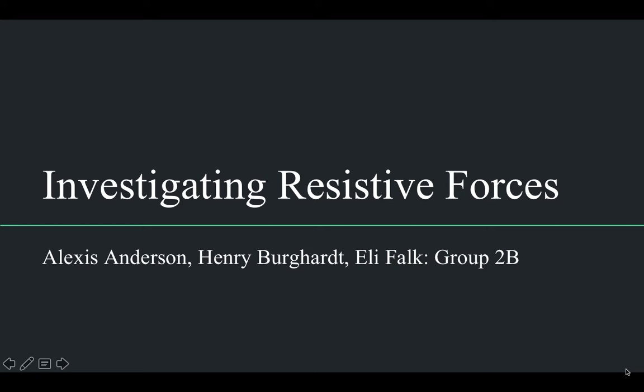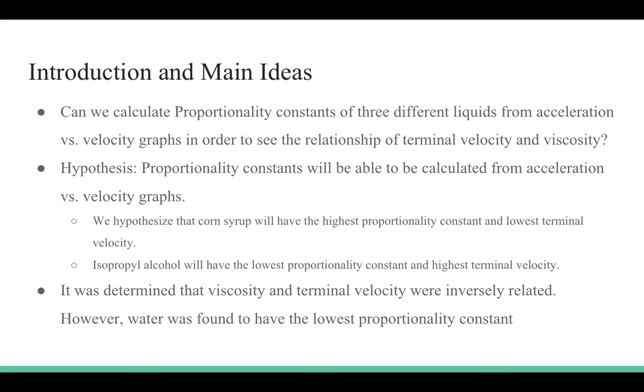This is Group 2B's Investigating Resistive Forces project. Our group was investigating proportionality constants of 3 different liquids by calculating them from acceleration velocity graphs in order to see the relationship of terminal velocity and viscosity. We hypothesized that proportionality constants will be able to be calculated from these graphs' trendline equations.